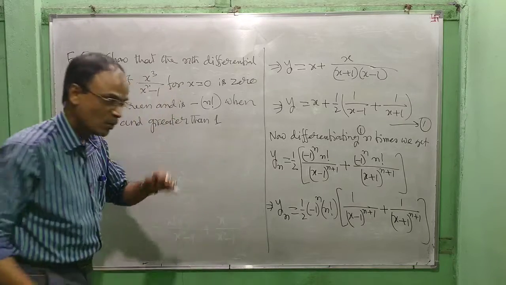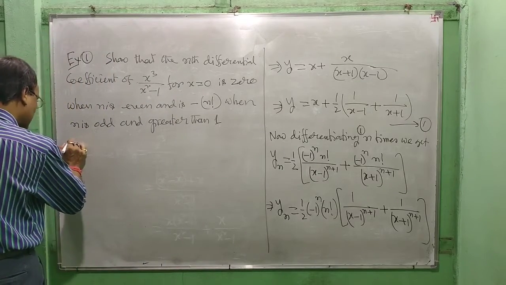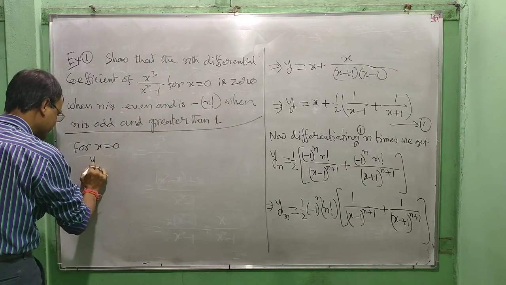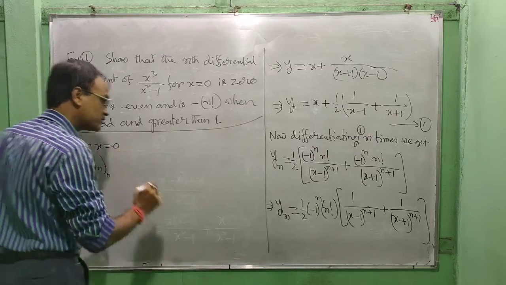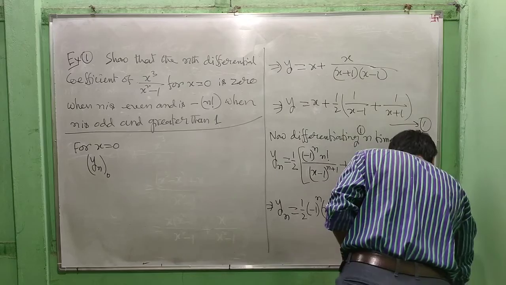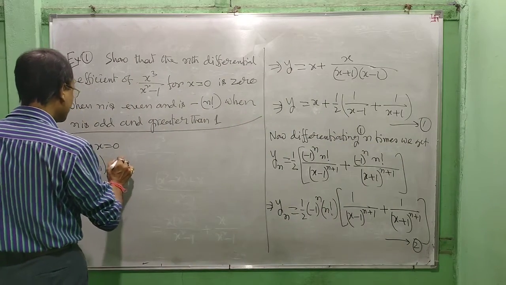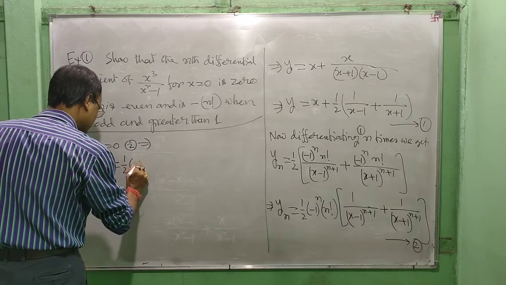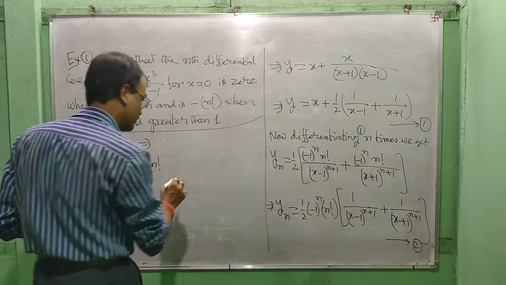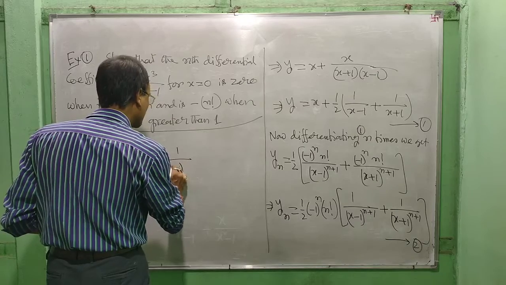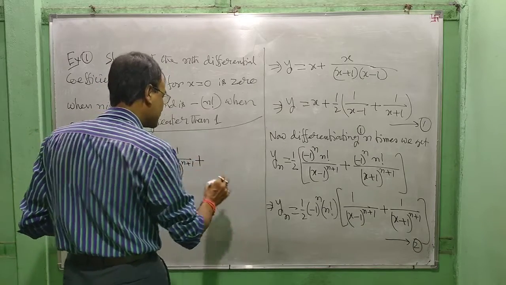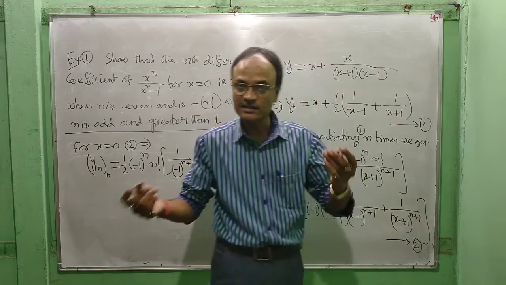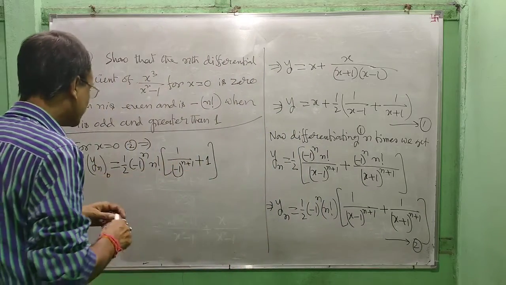Now I am writing here y_n(0), for x is equal to 0. Suppose this is number 2. Put x is equal to 0 into 2, which implies y_n(0) is equal to half into minus 1 whole to the power n factorial n into 1 by minus 1 whole to the power n plus 1, plus this is equal to 1, because if you put x is equal to 0, 1 to the power n plus 1, this term will be equal to 1. Suppose this is number 3.